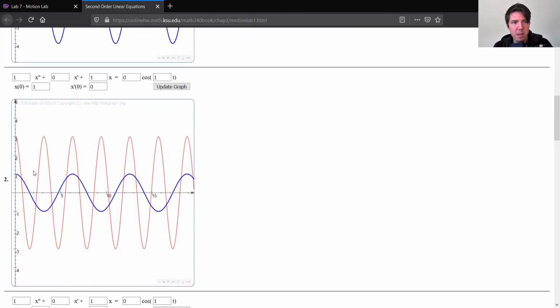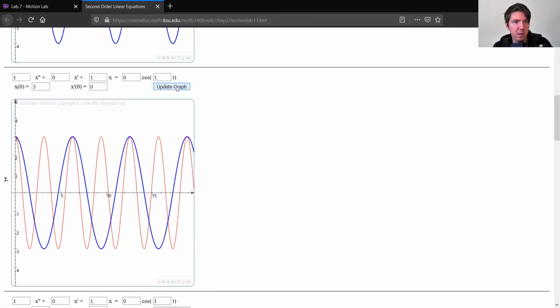In the second one, for instance, the initial position should obviously be 3. Well, why is that obvious? I'm claiming it's obvious because here it's at 1, but here's where the red curve should be. So we should start out at 3. That's not really a guess. That's just knowing that. Okay, that looks pretty good. The amplitudes look like where they should be, but it's not as frequent as it should be.